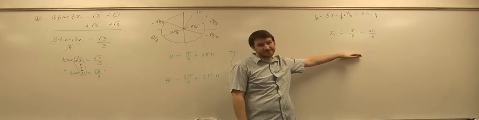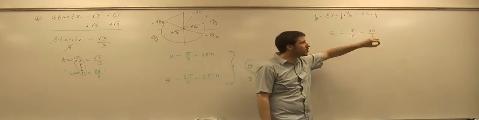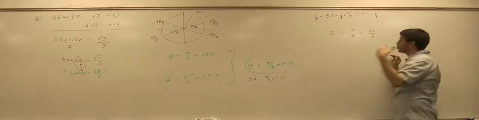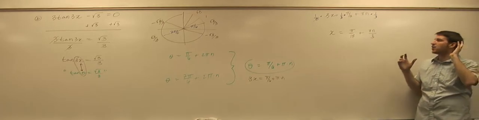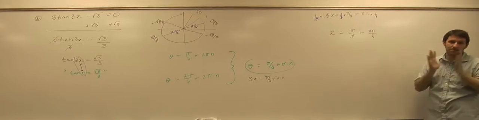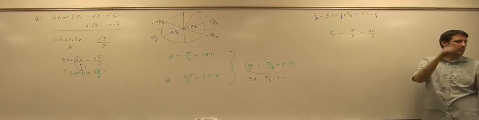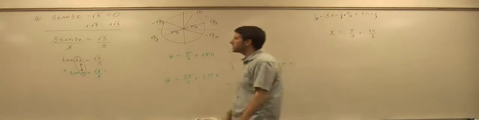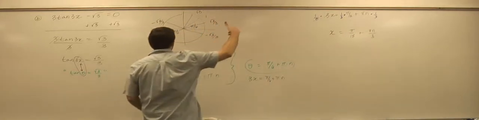But I was not nice. I said solve on the interval 0 to 2 pi. So you've listed all possible solutions, but I only want the ones between 0 and 2 pi. So what do I do? Plug in n values: n equals 0, 1, 2, 3, and so on. Plug in n values until you get answers that are bigger than 2 pi.